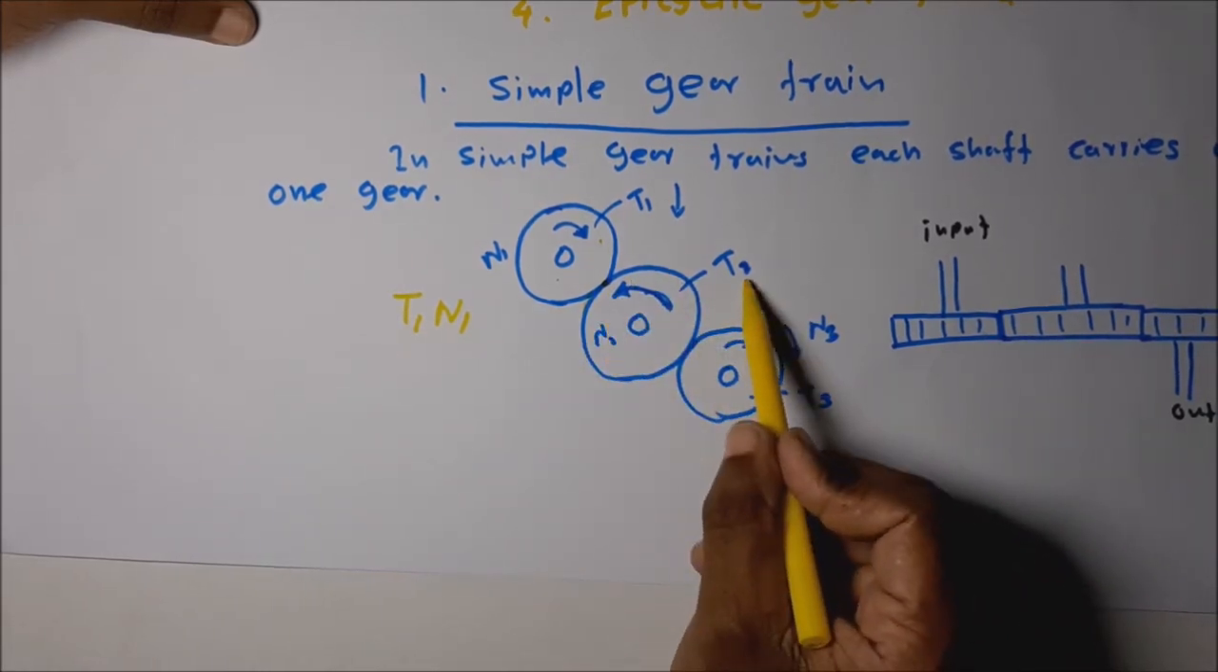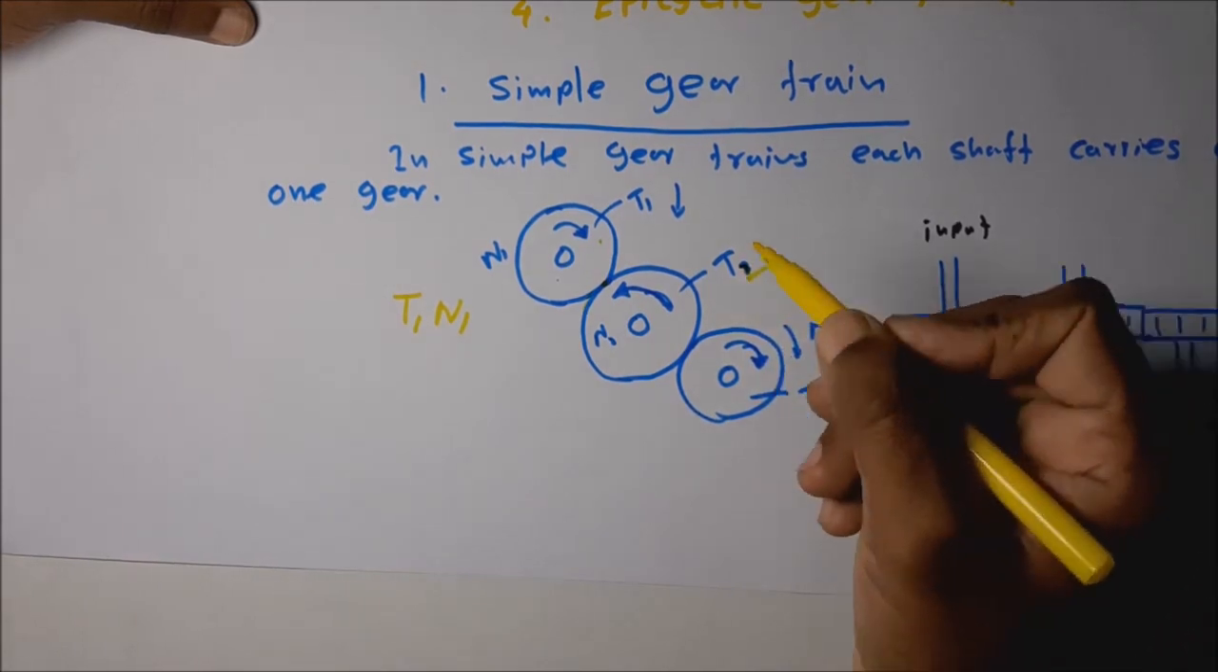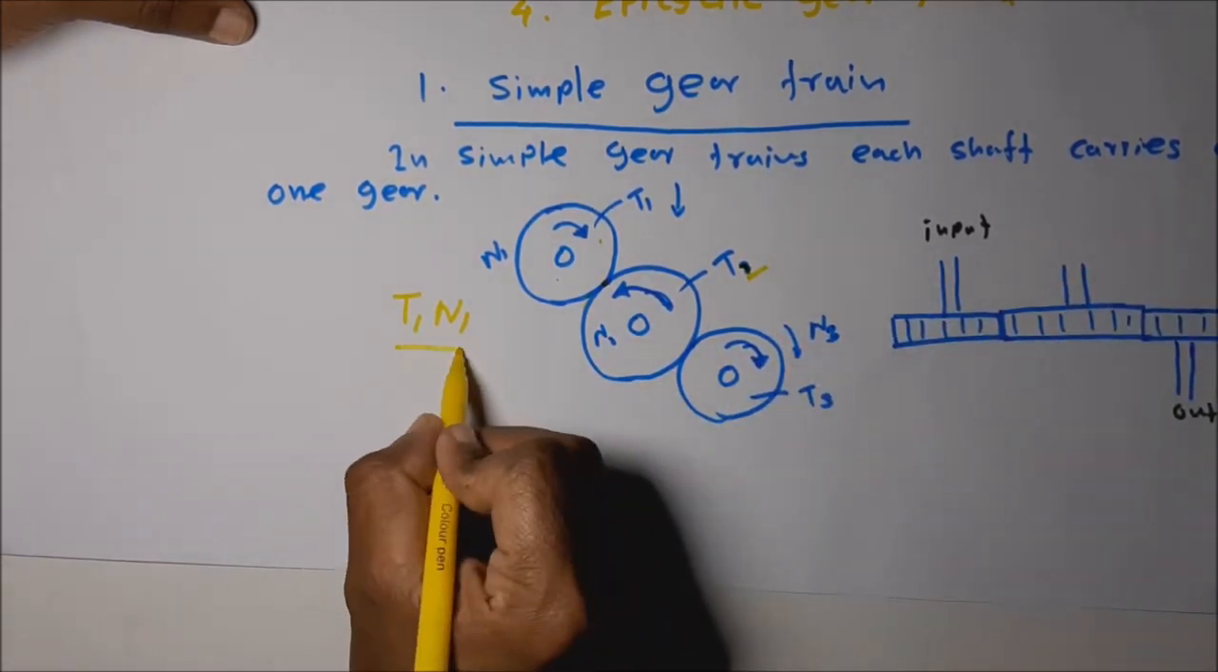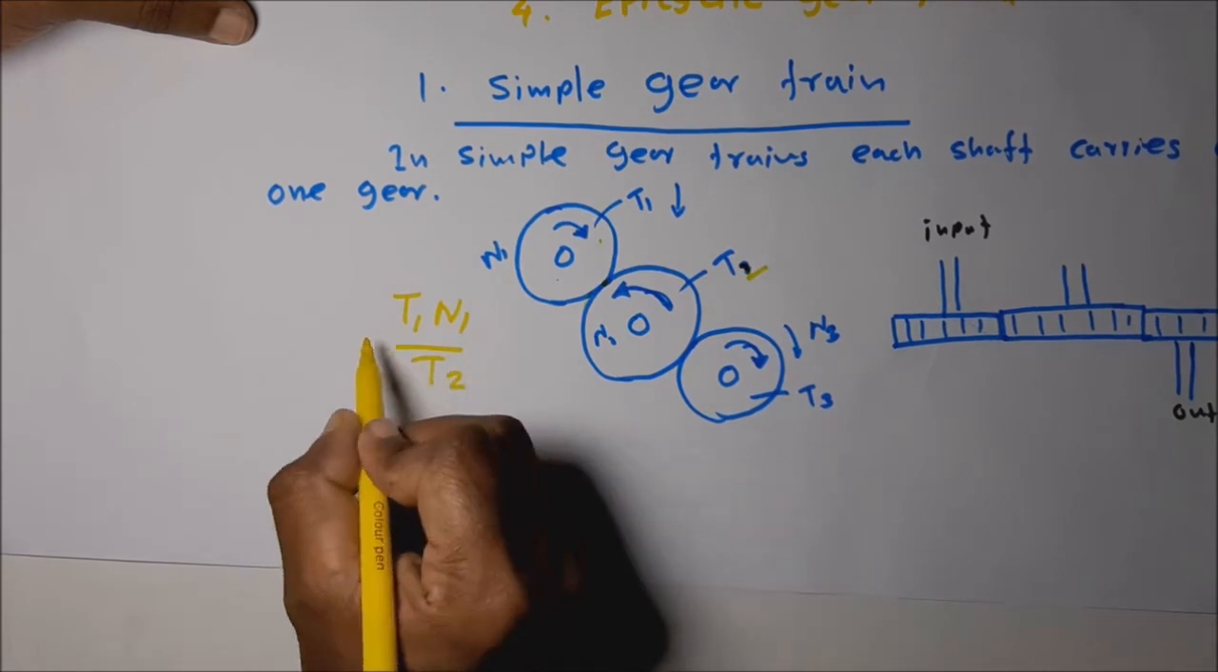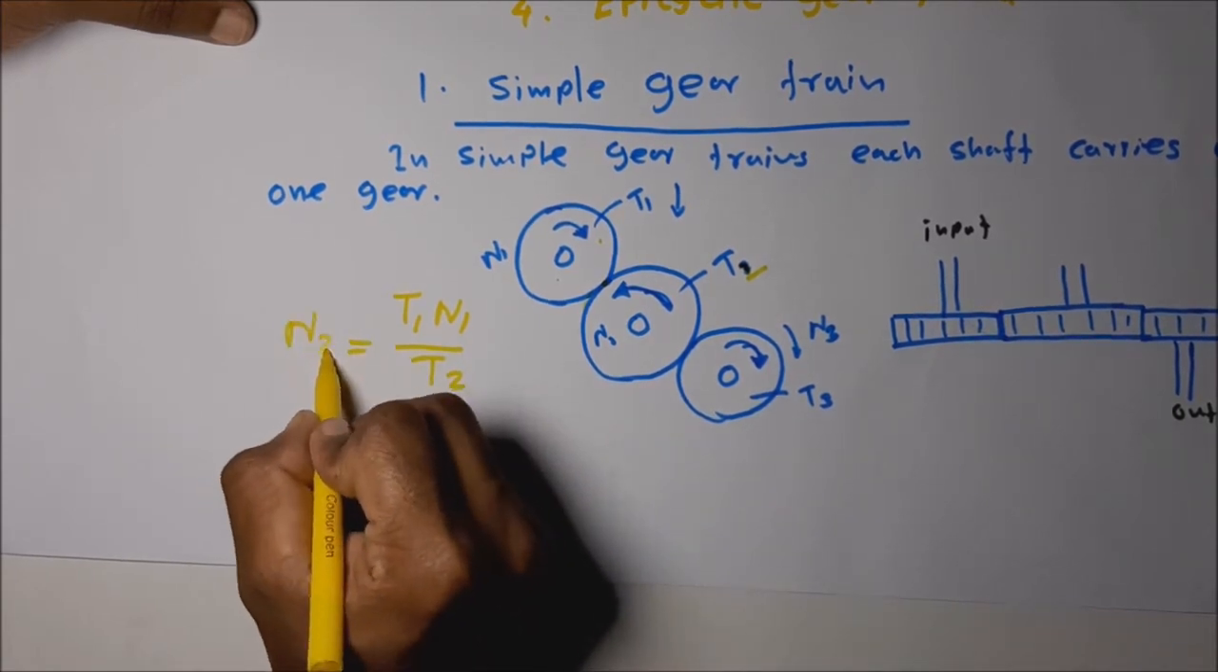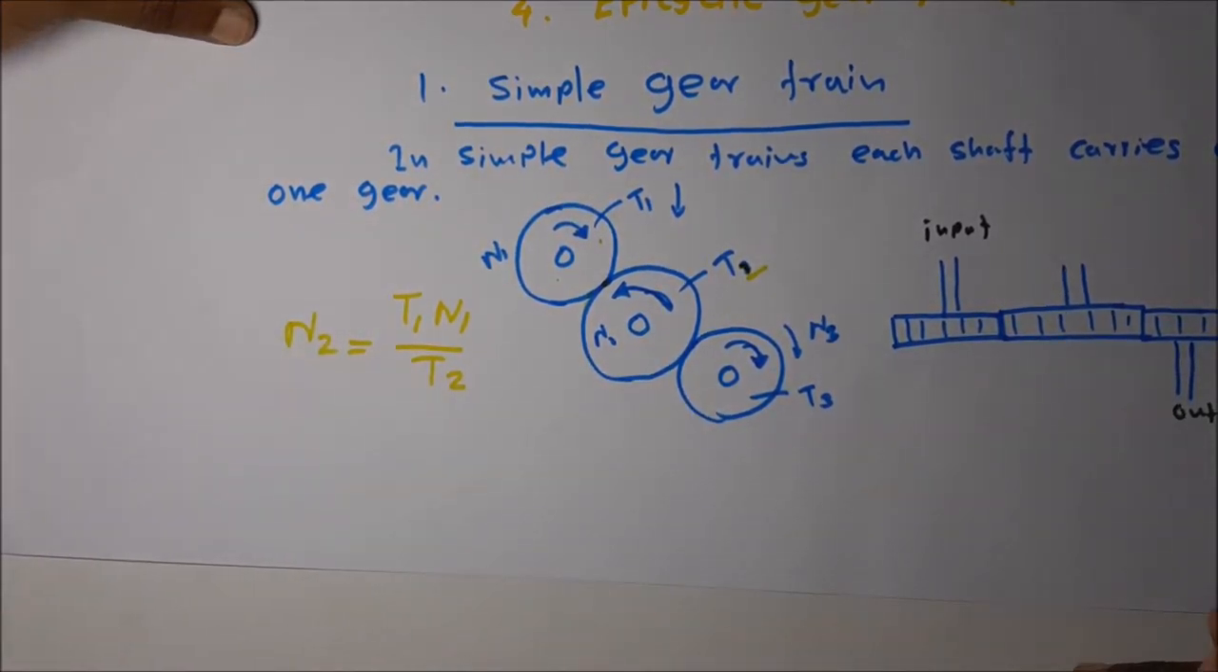In a circumference the second gear has T2 teeth. So how many revolutions? T1 N1 divided by T2, that is equal to N2.